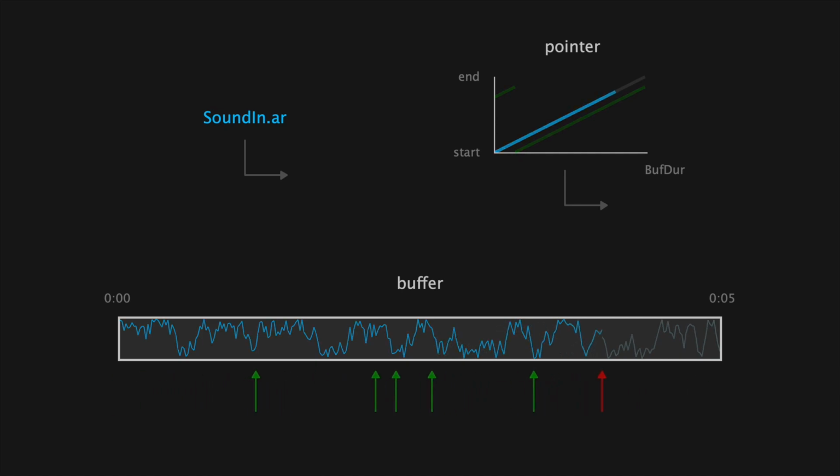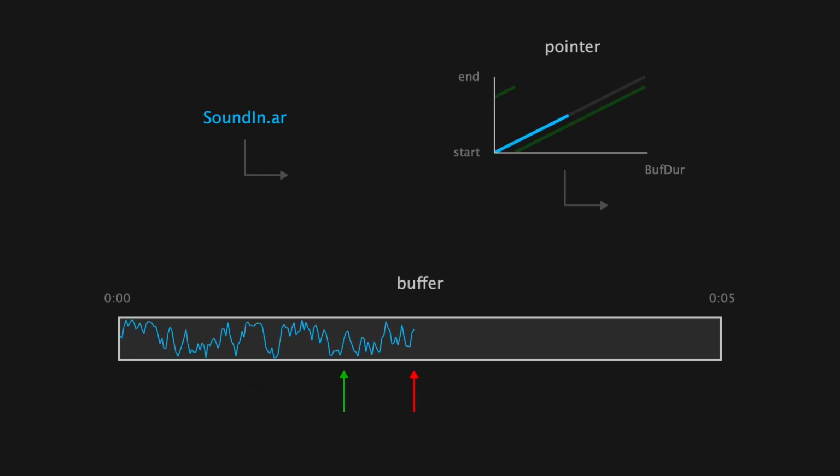Now, you might be wondering, why bother anchoring the grain pointer to the record pointer at all? Can't we just pull grains from anywhere in the buffer? Well, technically, yes, you can, but this brings us to the main pitfall of this approach.